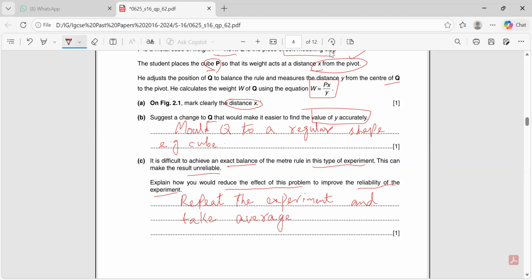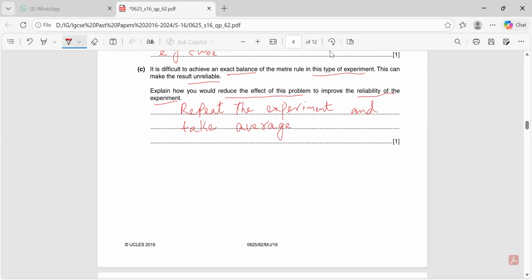What does it mean? When you are trying to balance, one side tips down, then the other side tips down, it keeps on oscillating. And sometimes one side tips more, the other side tips less. So in this way, we are not able to get the exact balancing of this meter rule in this sort of experiment. So what to do? Repeat the experiment 2, 3 times and then find the average result. That will be a way to get accurate results in this sort of experiment.